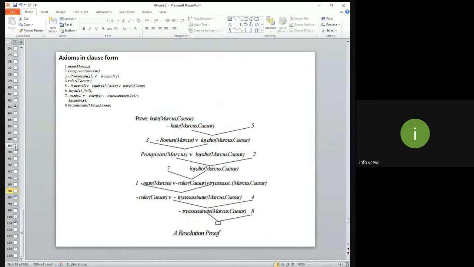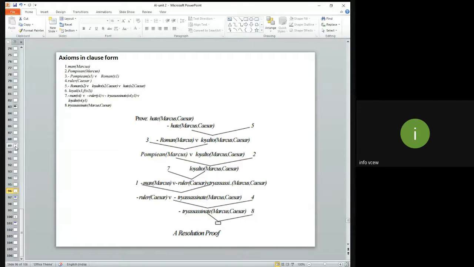So you want to prove hate of Marcus and Caesar. You take one statement, hate Marcus and Caesar. What is the fifth statement? The fifth statement says: Roman of X implies loyal to Caesar or hate Caesar. Either they must be loyal to Caesar, or otherwise they hate Caesar. That is the fifth statement.